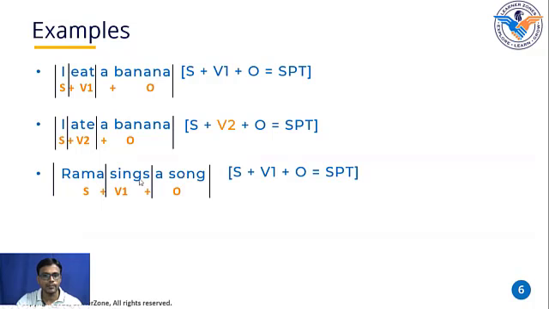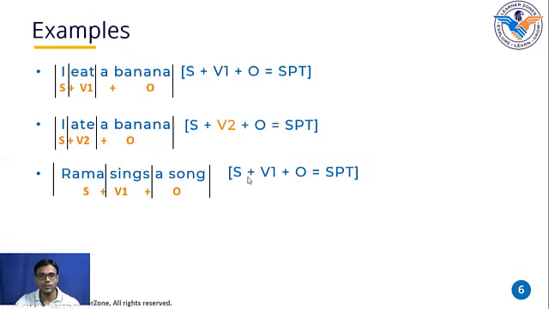Rama sings a song. So S plus V1 plus O is equal to simple present tense. Now, if I want to convert this sentence to simple past tense, again I need to replace this V1 with V2.